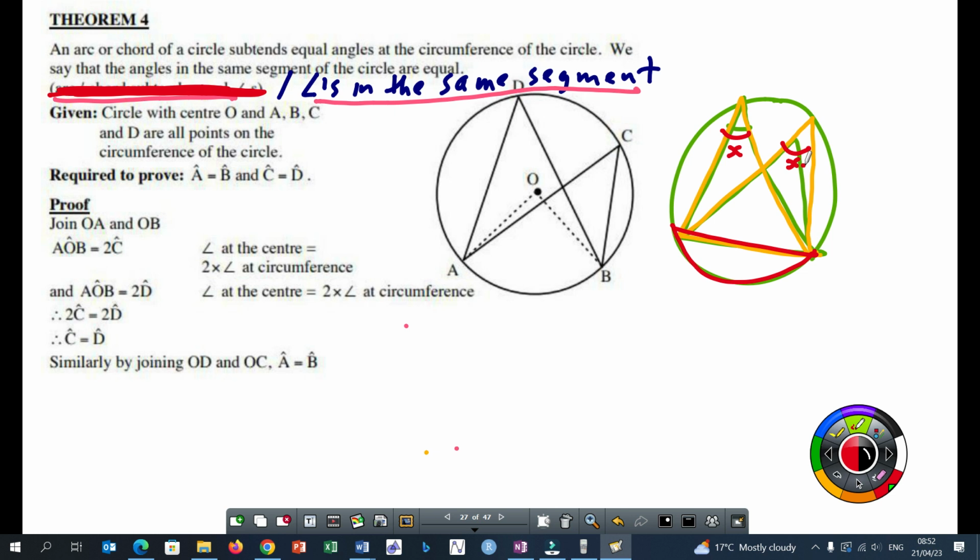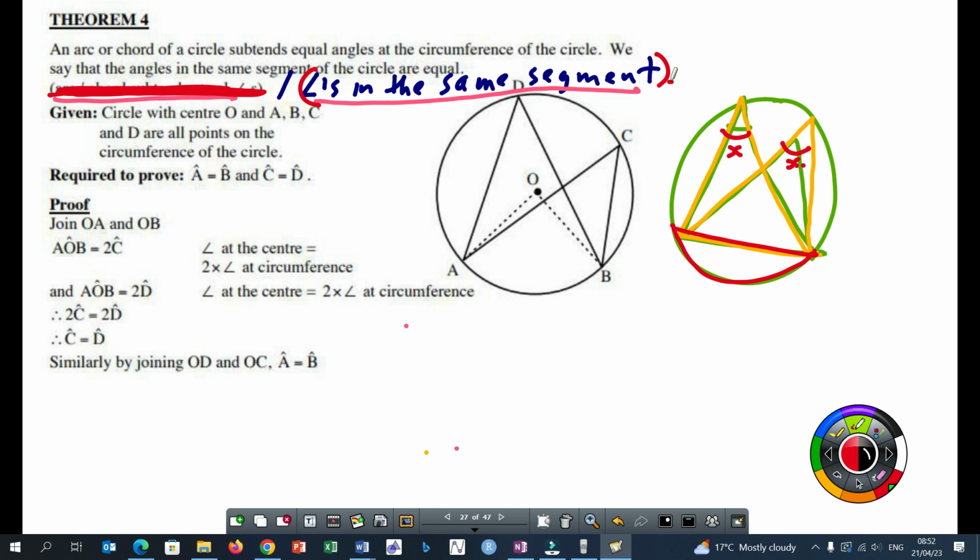Now the acceptable reason for that is this one here. You write angles in the same segment. That's the acceptable reason according to the examination guidelines for 2021.